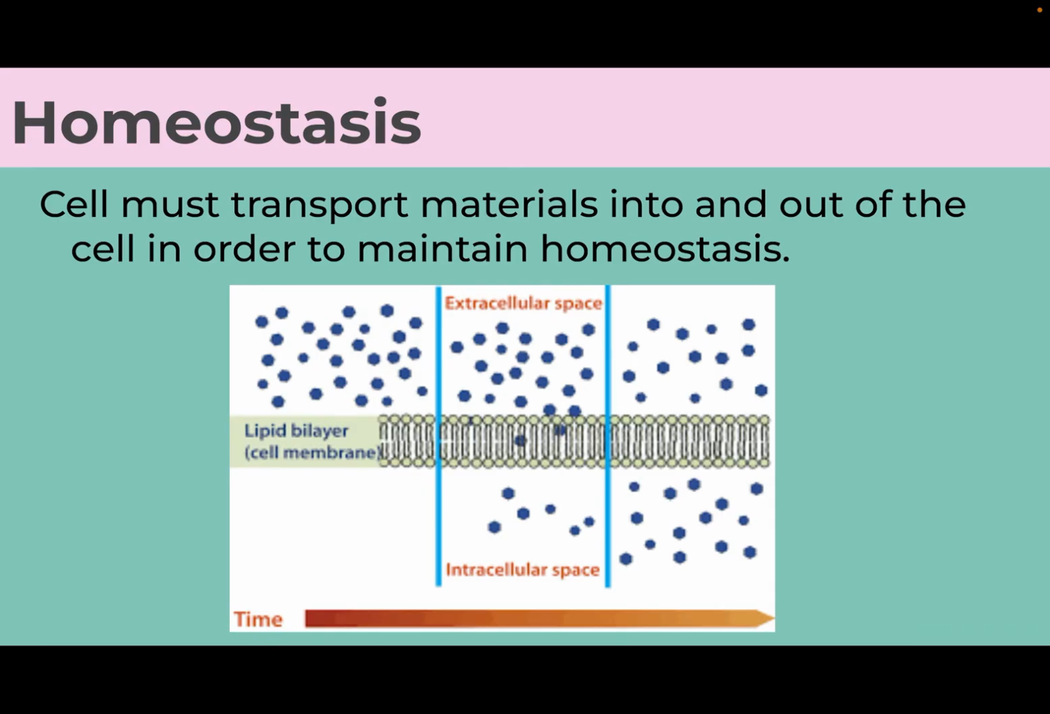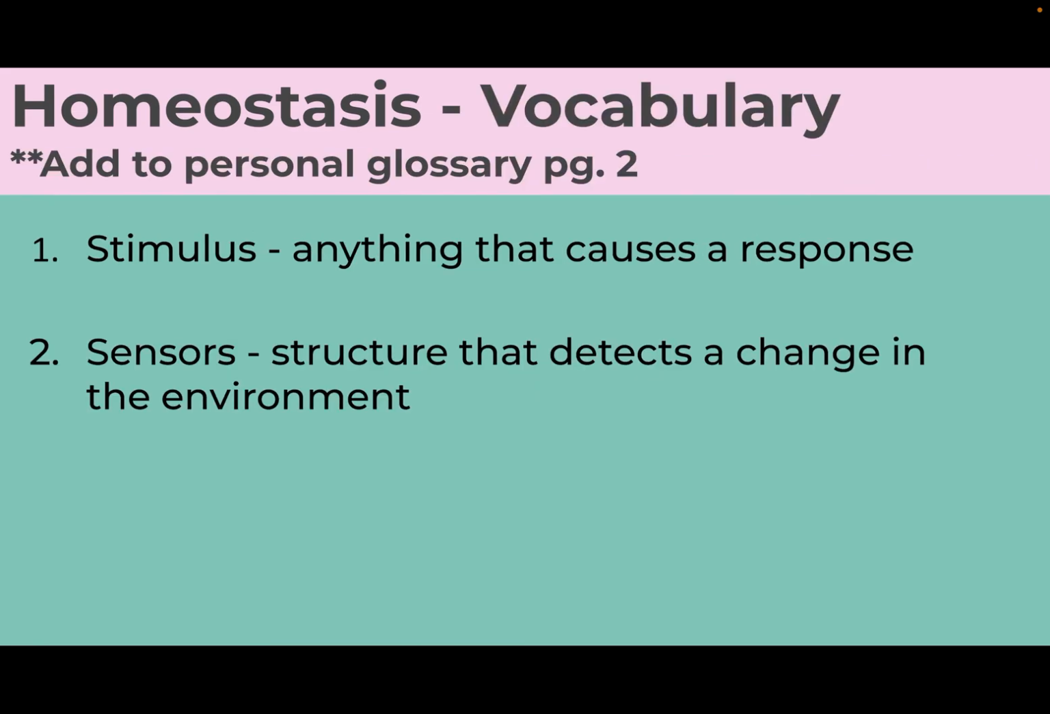Okay, at the top of your notes, it says that cells must transport materials into and out of the cell in order to maintain homeostasis. This is going to be the precursor to our cell transport notes that we'll be going over in the next couple of weeks. So some vocabulary that you're going to need, add this to your personal glossary, page 2. This will make sense once we go over the pictures.